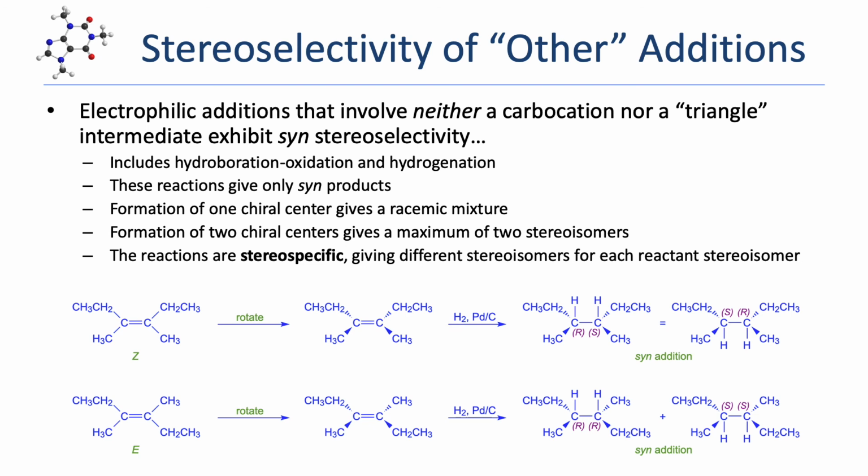If we repeat the process starting with the E alkene, we see a different stereochemical outcome. In this specific case, the reaction forms the RR and SS enantiomers. Hydroboration-oxidation and hydrogenation are stereospecific reactions, giving different product stereoisomers for each reactant stereoisomer.